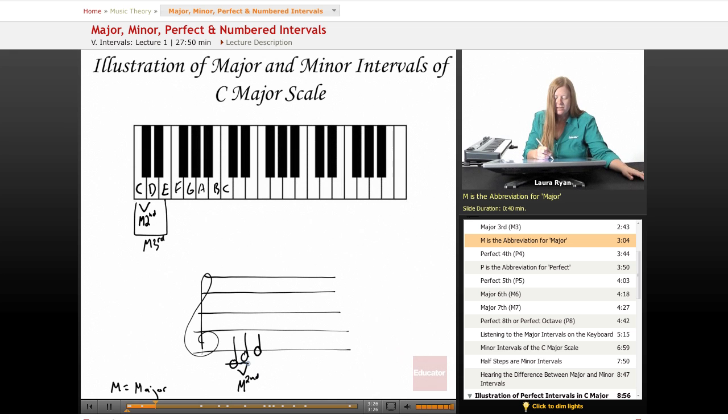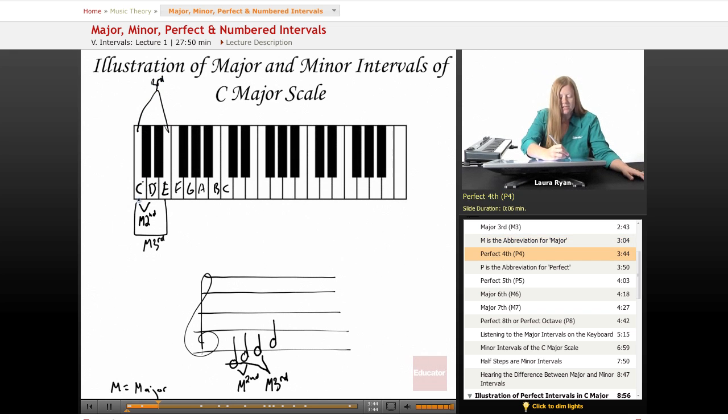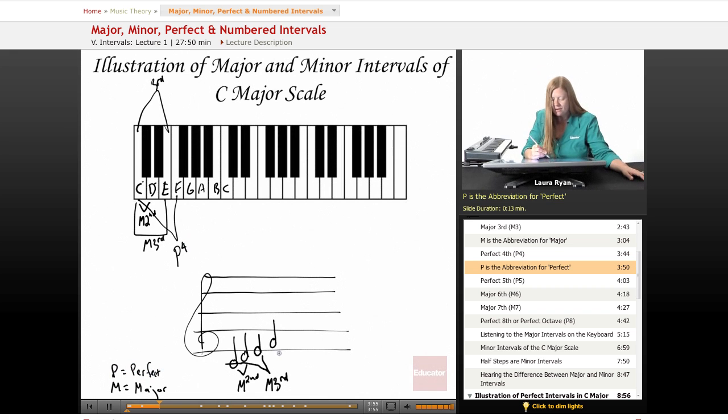So from C to E, this is a major third. It's called a third because it is 1, 2, E is 3 away from C. We always count C as 1. From C to E, this is a third, a major third. From C to F is called a perfect fourth. And so we use P. P equals perfect. So C to F is a perfect fourth. Perfect fourth. C to G, perfect fifth.